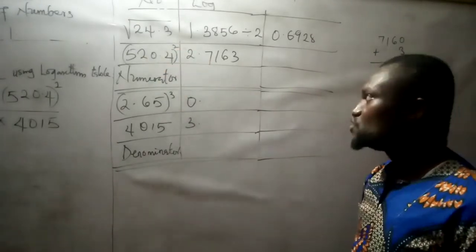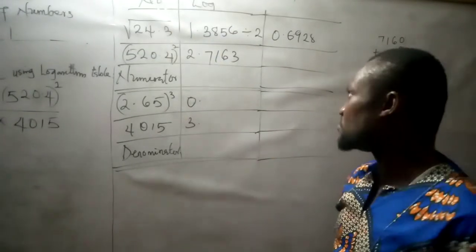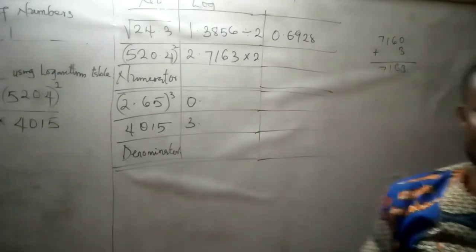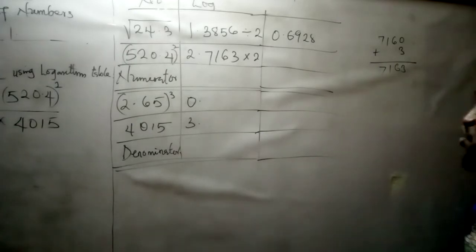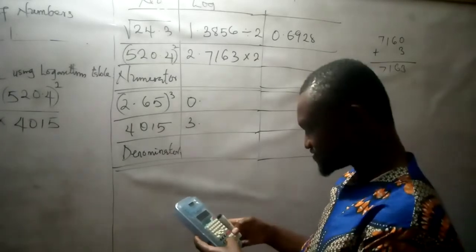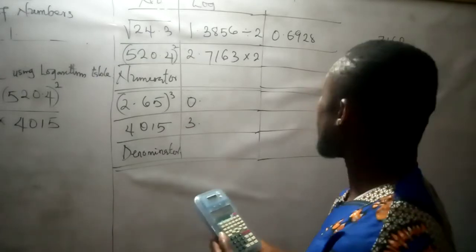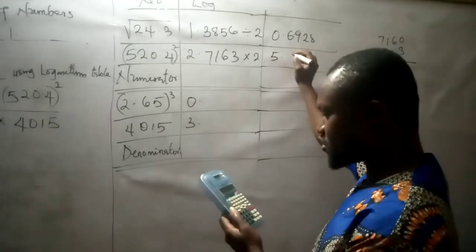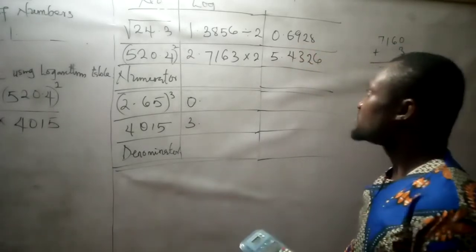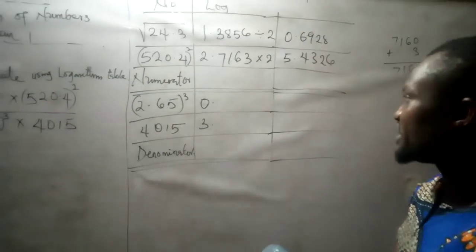Now because of the power, you multiply. So you see this. When you have roots, you divide. If you have power, you multiply. So we now multiply by 2. So with the use of our calculator, we have 2.7163 times 2. Then we are now having 5.4326. Now we are done with the numerator, hence we have to simplify to get the numerator.